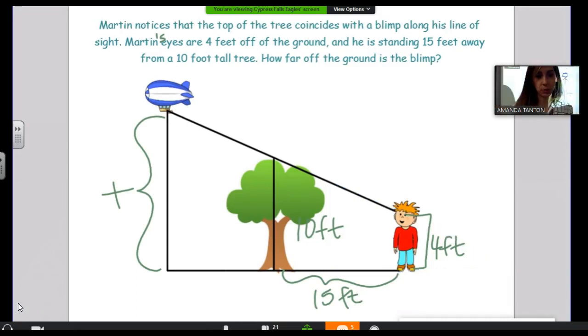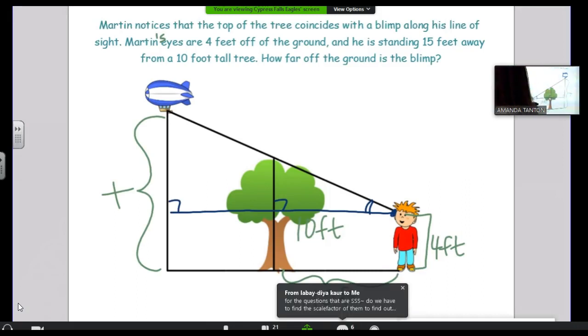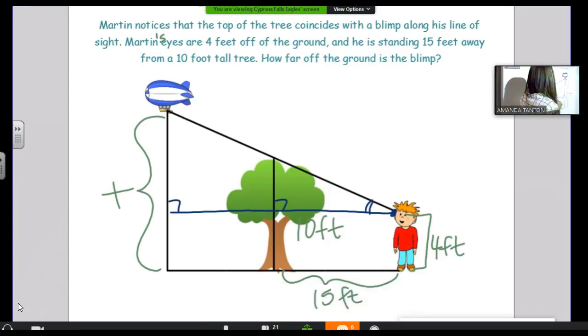Instead, I'm going to show you a really cool trick where you start from his eyes and you draw a horizontal line straight across. When you do that, you create two similar triangles, and now you could use proportions to solve for the missing side. So what we want to do now is make sure we've got all the measurements we need. If the tree is 10 feet and he's 4 feet tall, 10 minus 4 makes this 6 feet right here. I'm going to bring this 15 up. We know this is 15.